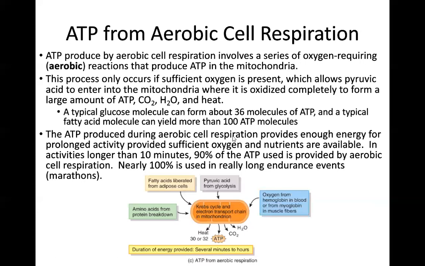ATP produced during aerobic cell respiration provides enough energy for prolonged activity, provided sufficient oxygen and nutrients are available. In activities that are longer than 10 minutes, about 90% of the ATP used is provided by aerobic cell respiration. In really long endurance athletic events like marathons that take hours, we're pretty much at 100% aerobic respiration.